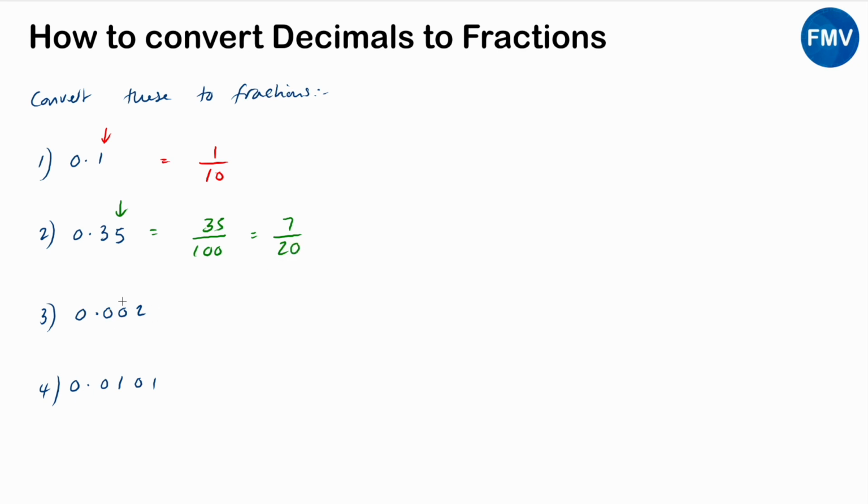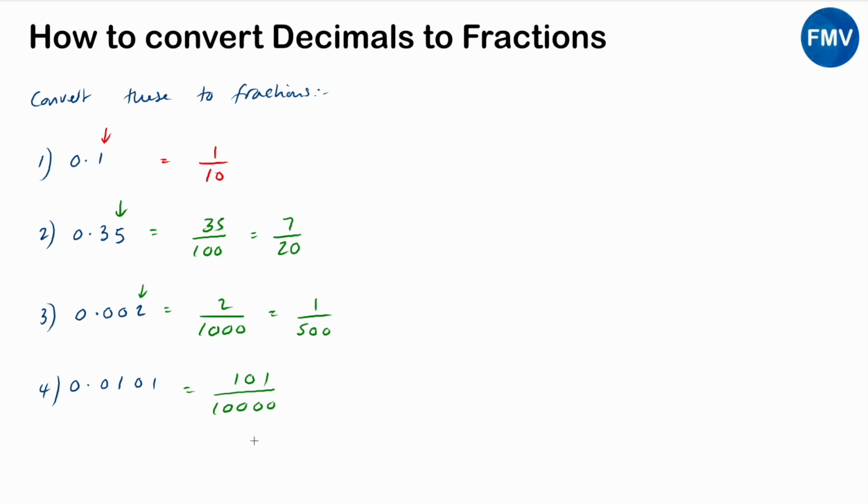This one here, tenths, hundreds, thousandths. So we know it's over 1,000, and that is 2 over 1,000. That can be simplified. They're both even, so half them both. And finally, tenths, hundreds, thousands, 10,000ths. So we're over 10,000. 101 over 10,000, that can't be simplified, and that's the fraction.